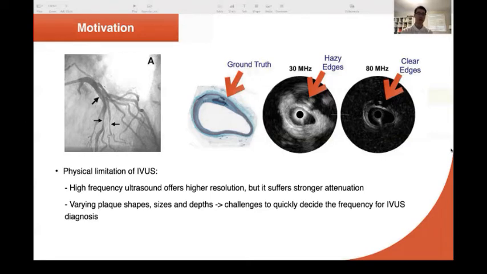This is important because with varying plaque shapes, sizes, and depth, it is a challenge to quickly decide the optimal frequency for IVUS diagnosis.